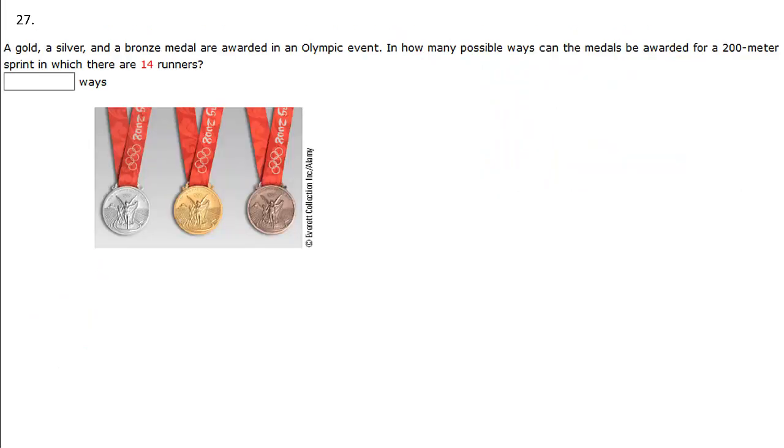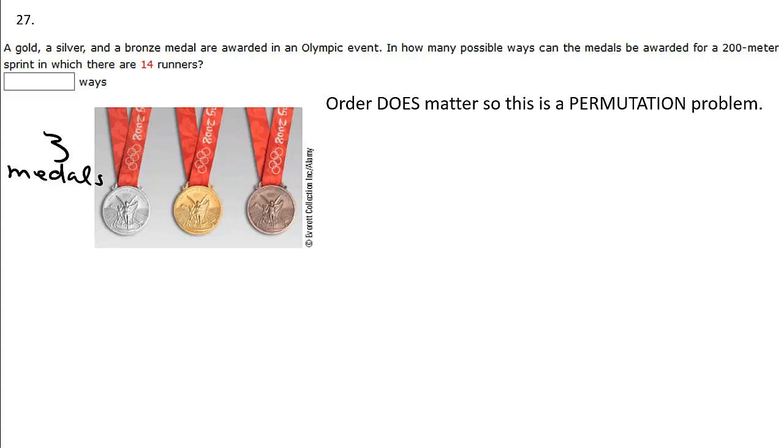Number 27. A gold, a silver, and a bronze medal are awarded in an Olympic event. In how many possible ways can the medals be awarded for a 200-meter sprint in which there are 14 runners? First thing, if you've got a gold, silver, and bronze medal, that means there are 3 types of medals. Order does matter here because getting a gold medal for finishing first is different than getting a silver medal for finishing second, which is different than getting a bronze medal for finishing third. Since order matters, this will be a permutation problem.